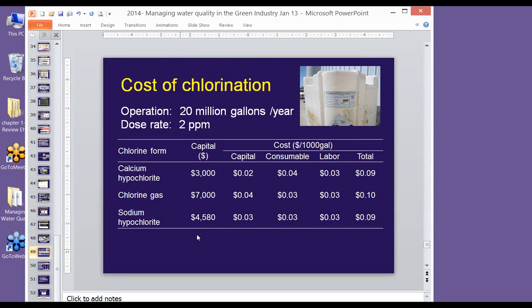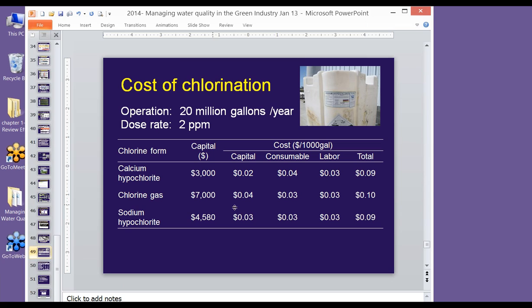An important criterion when deciding what type of water treatment you will use is the cost of treatment. And I'm giving here an example of chlorine because I don't have the time to go through all the efficacy and all the costs of the different technologies. But just as an example, if we have a hypothetical operation of 20 million gallons per year, and we dose at a rate of 2 parts per million, we can see that the capital investment varies by the different forms of chlorine, these are chlorine tablets, chlorine gas, or liquid chlorine, and therefore the capital cost per 1,000 gallons varies for each one.